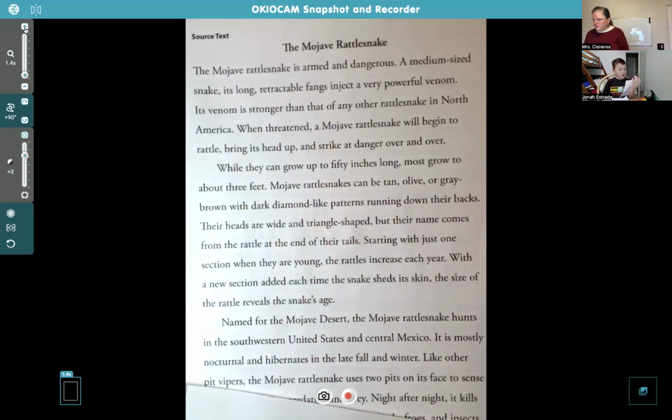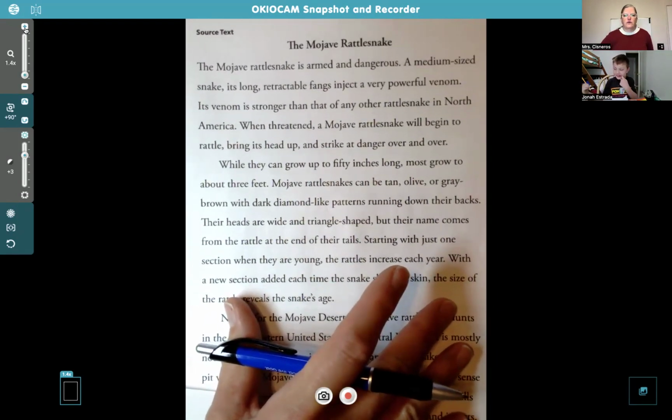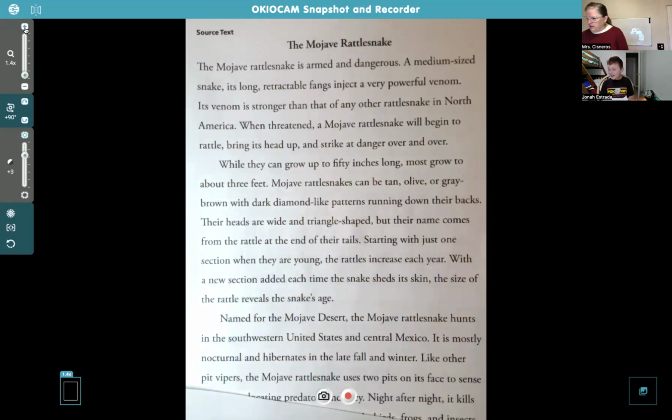When threatened, a Mojave rattlesnake will begin to rattle, bring its head up, and strike at danger over and over. Well, I like that too. So how can we do that? We can only use three words. See.